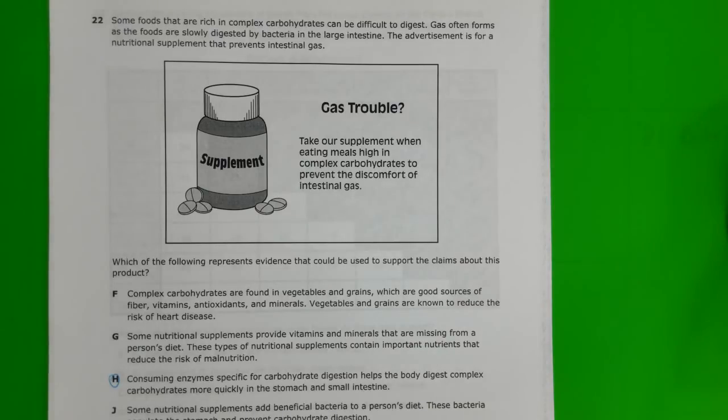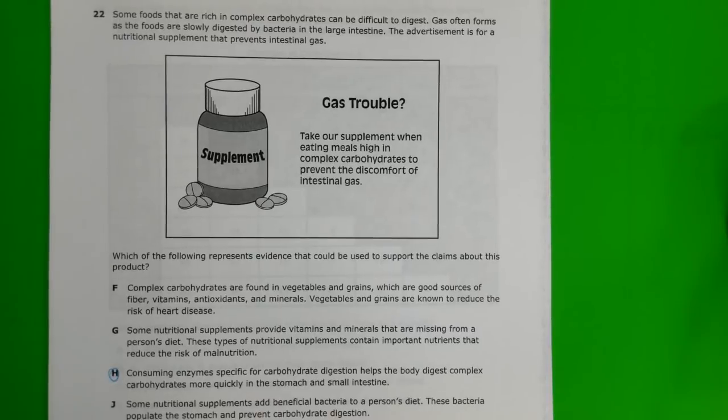22. Again, most people probably skip over this one. They probably miss it because they see it. It's a lot to read. So it says some foods that are rich in complex carbohydrates can be difficult to digest. Gas often forms as the foods are slowly digested by bacteria in the large intestine. The advertisement is for a nutritional supplement that prevents intestinal gas.